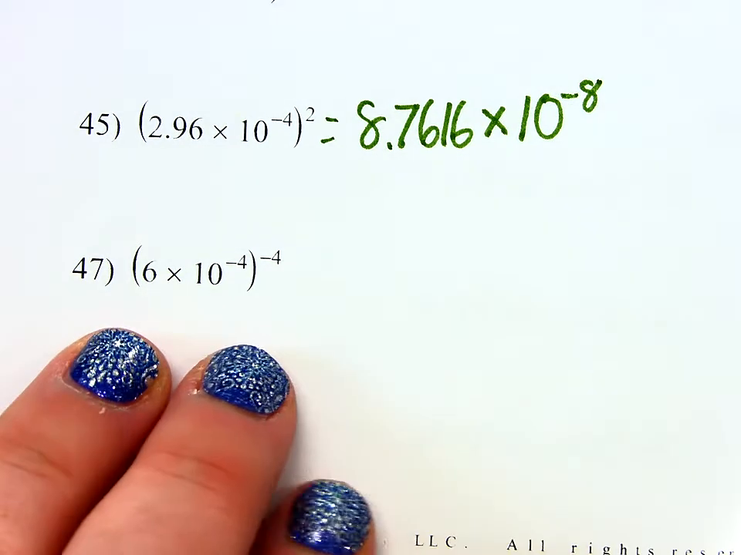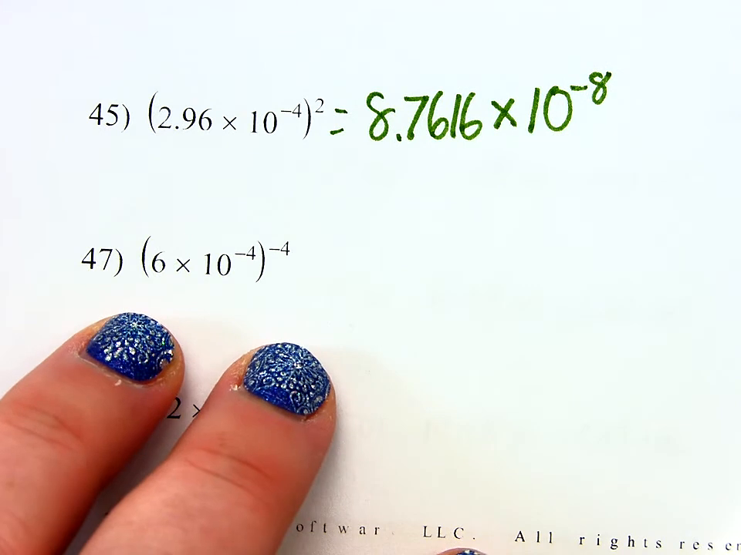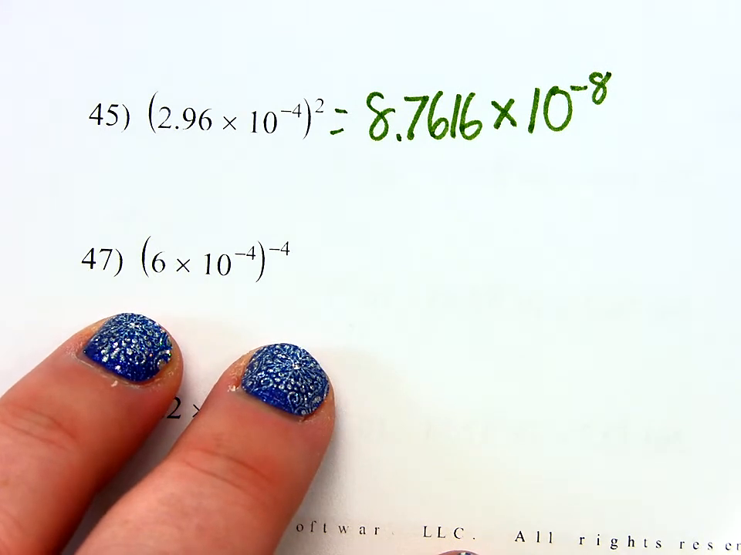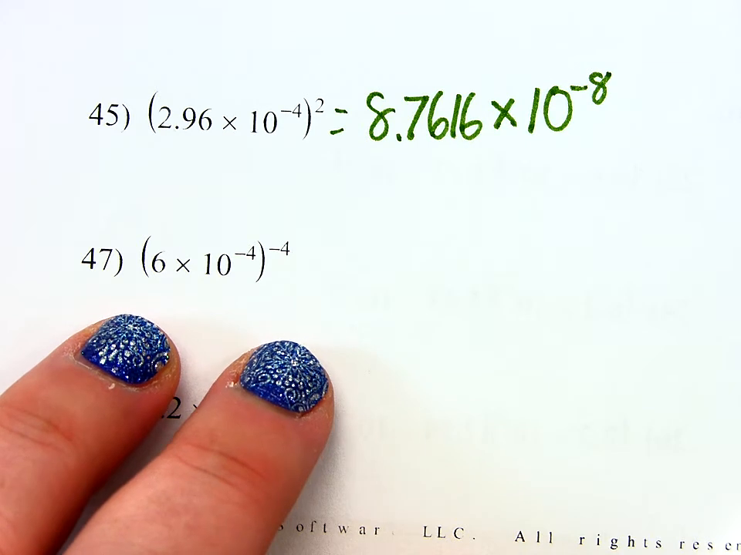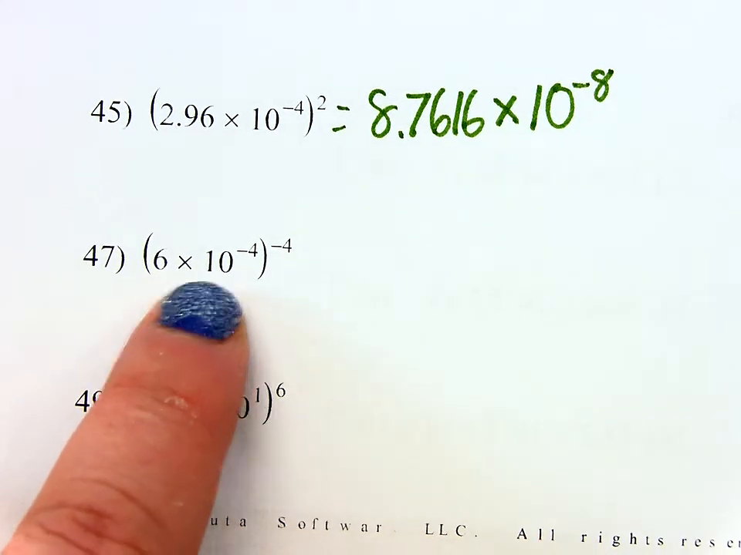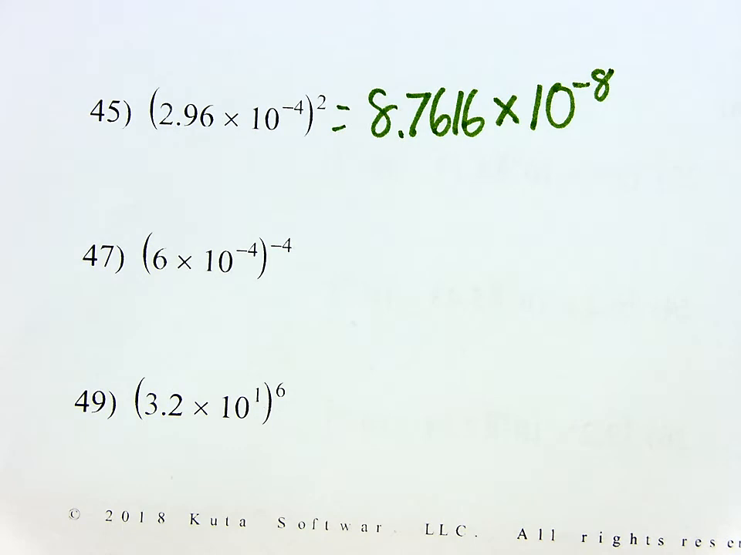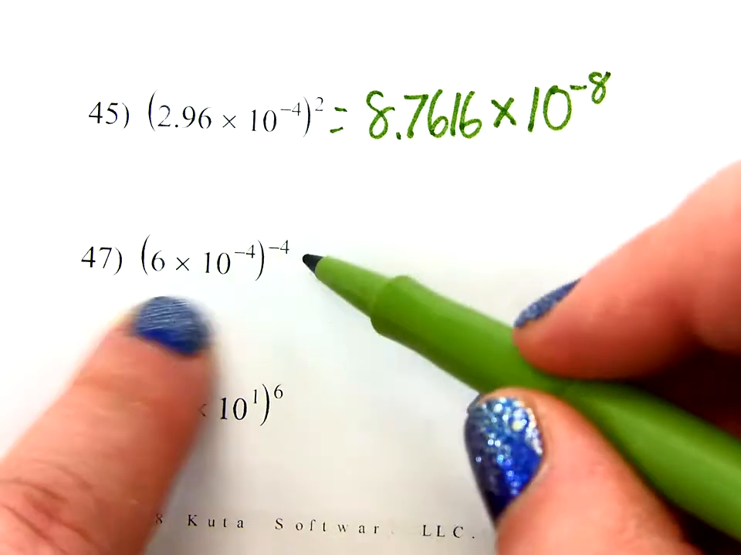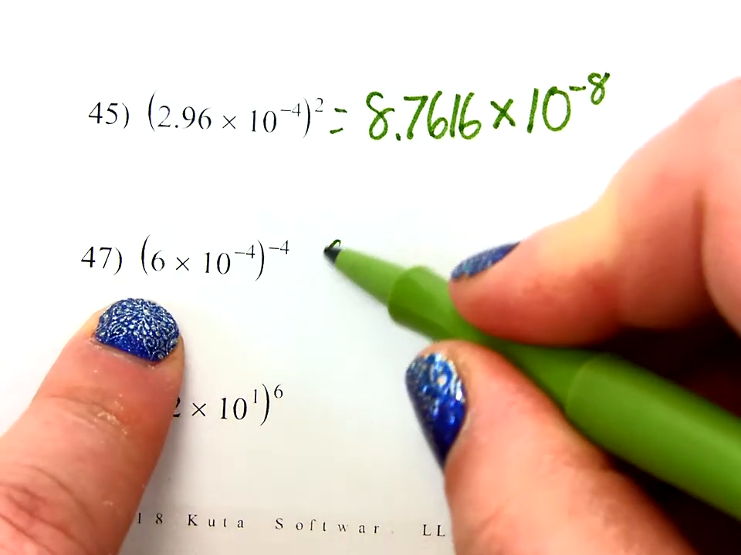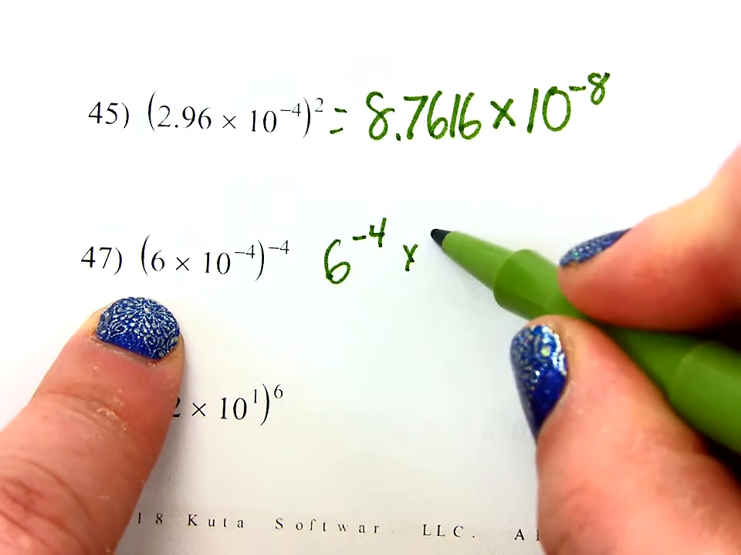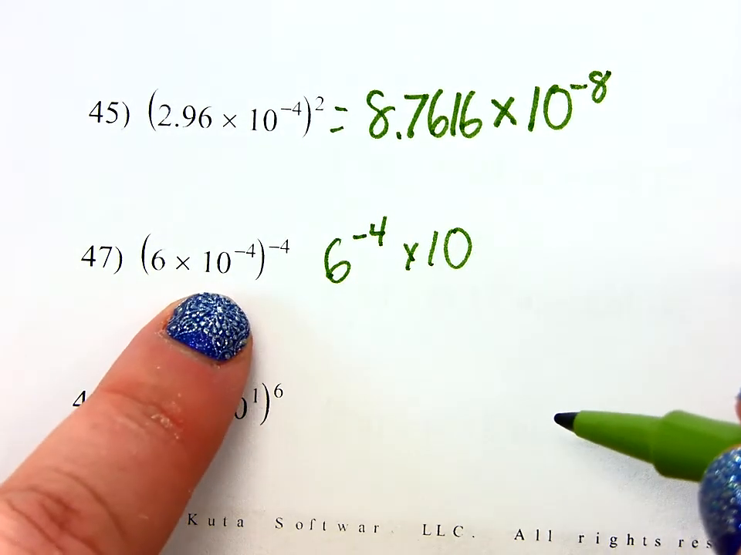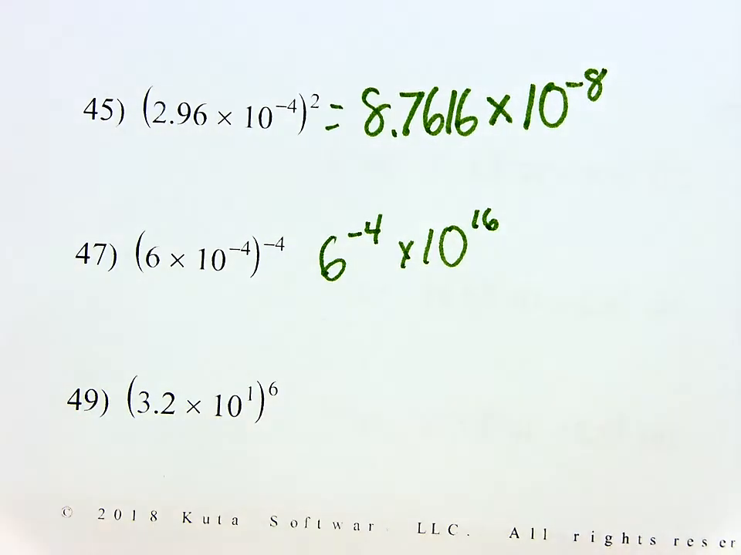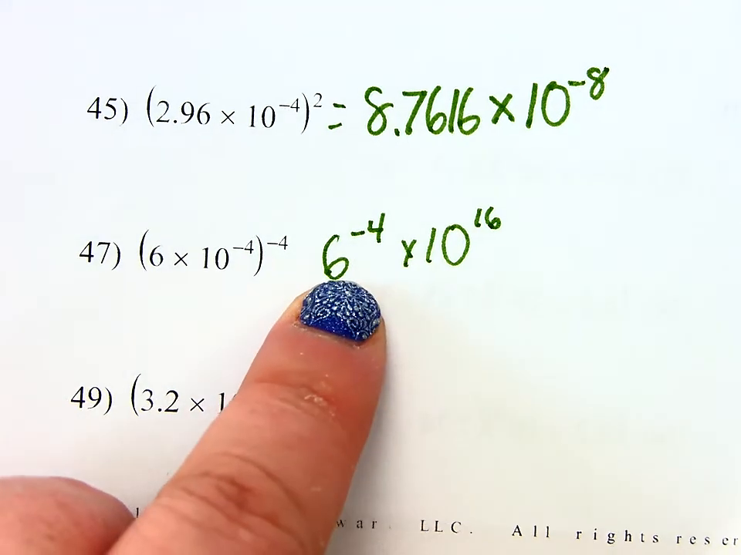If you look at number 47, for example. Okay? My goal is to write this. I need to do 6 times 10 to the negative fourth to the negative fourth, but I need to write that number in scientific notation. Okay, you ready? So here's what I might do first. I have to give everybody that exponent of negative 4, right? So I'm going to have 6 to the negative fourth times 10 to the what? Positive 16th.